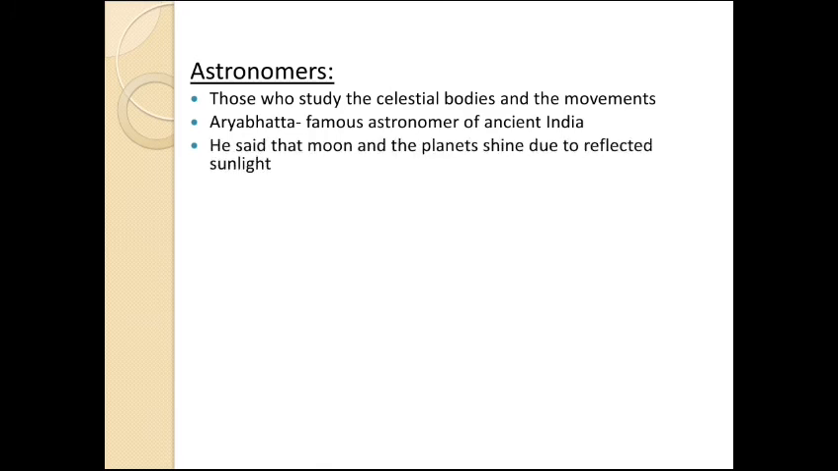Then next we can study who astronomers are. Astronomers are those who study the celestial bodies and their movements. The people who are studying the celestial bodies and their movements and properties are said to be astronomers. Then a very famous astronomer of ancient India is Aryabhatta. He said that the moon and the planets shine due to reflected sunlight. By the way, the moon is a satellite. It is not a planet or star. It is a natural satellite of the earth.